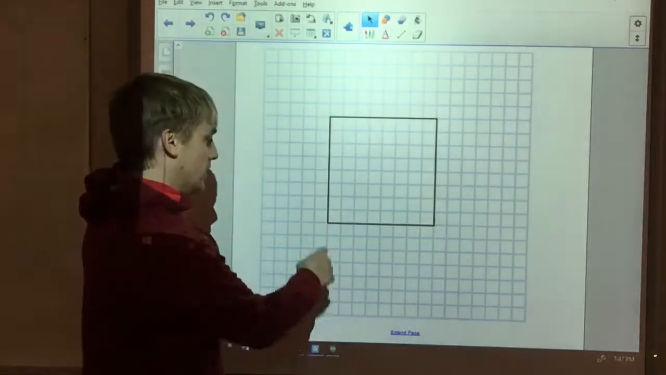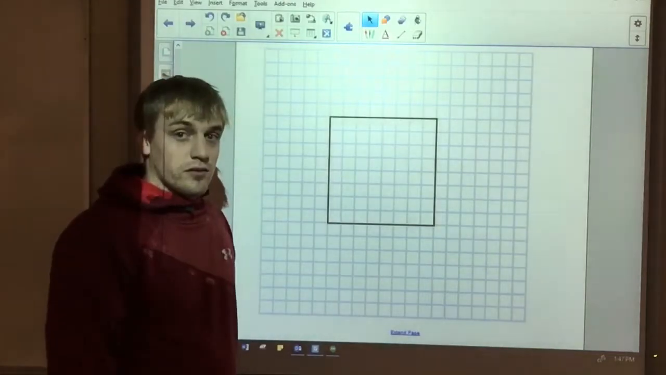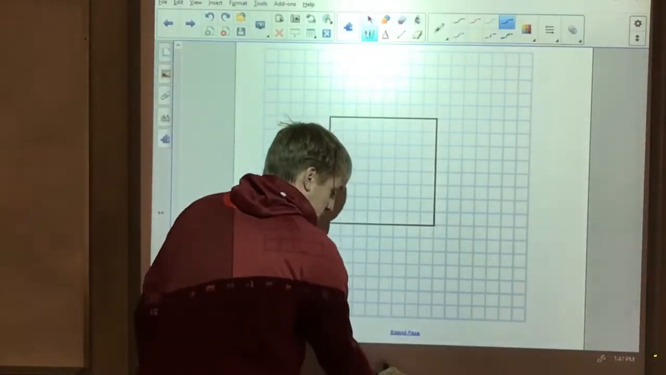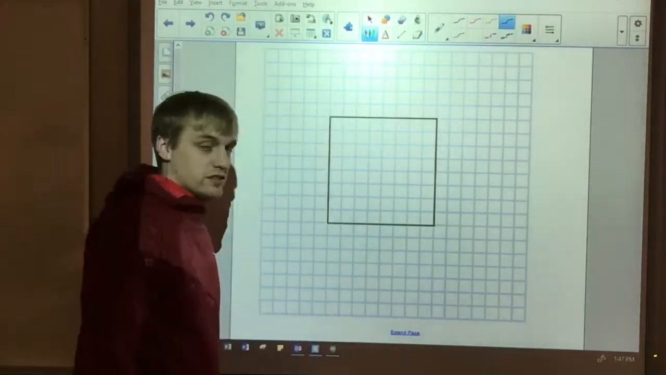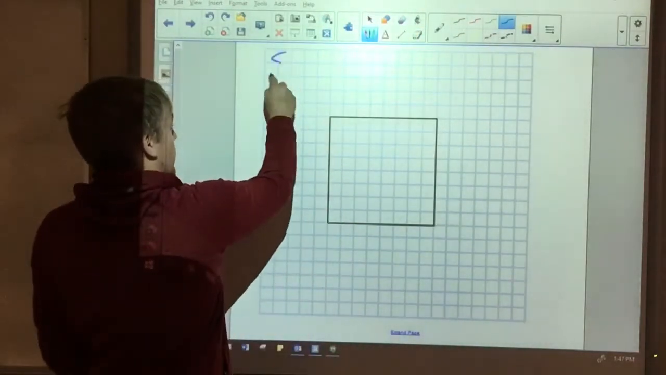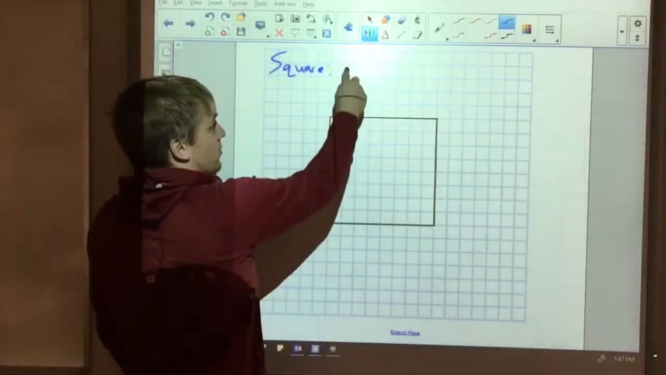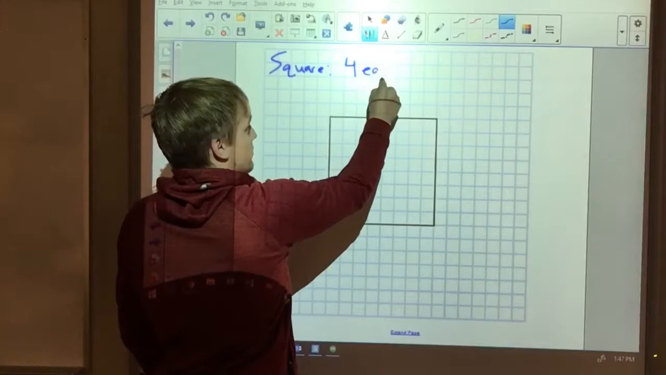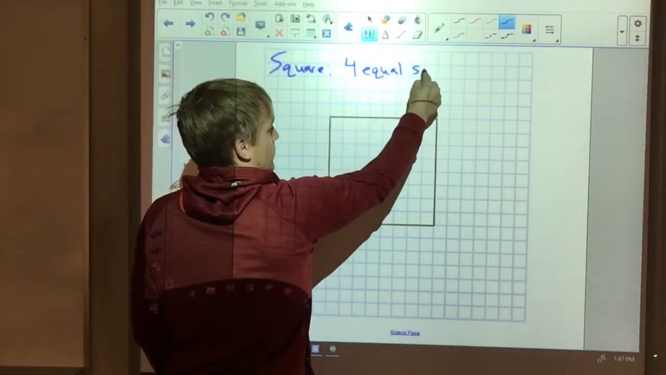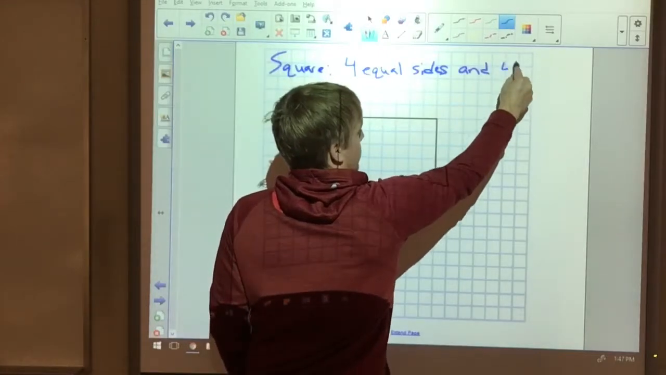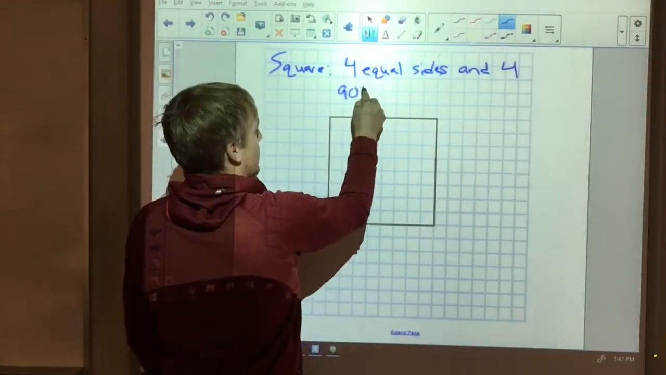Okay, so in this case we have a polygon that's a square. Many of you may have noticed that it's a square, and the reason it is a square is because it has 4 equal sides and 4 90-degree angles.